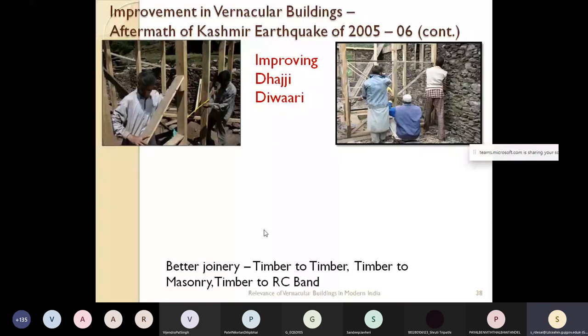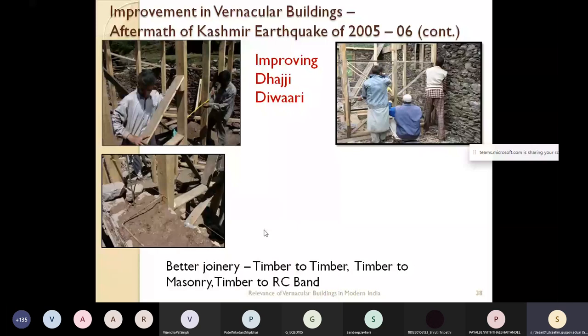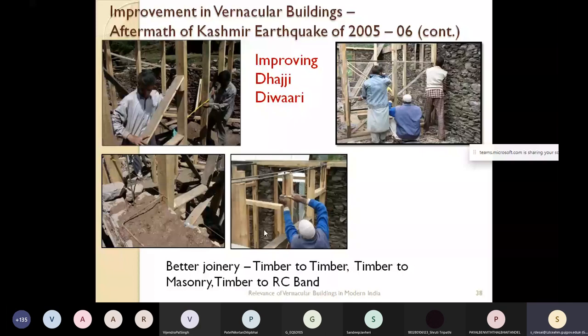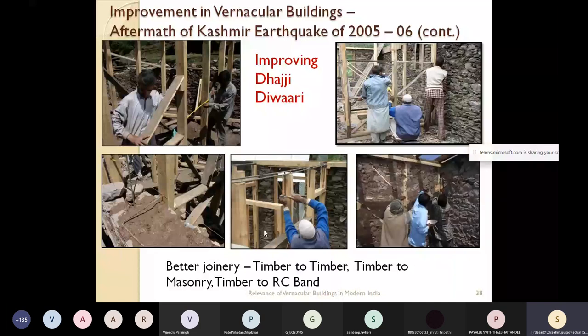So we studied the failures, and what was needed, number one, was better joinery. All right. Also, timber-to-timber joinery. The next thing required was joinery between the Dhaji wall and the exterior masonry walls, because otherwise your masonry walls are going to be weak, being very long. We also introduced a band that would go on top of these Dhaji Diwari, so that band gets integrated with the band on the exterior walls. And so all in all, we made major improvements in the Dhaji Diwari. I think this is common sense engineering going into it, all right? And you need to be sitting there, okay?